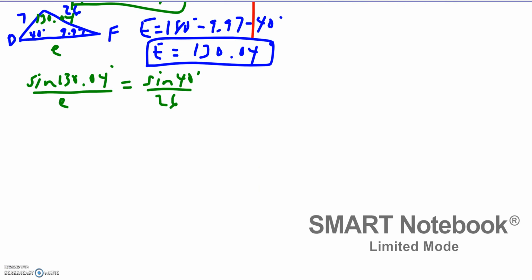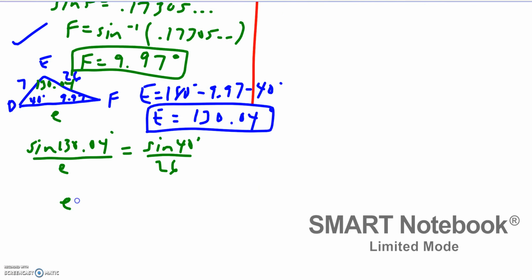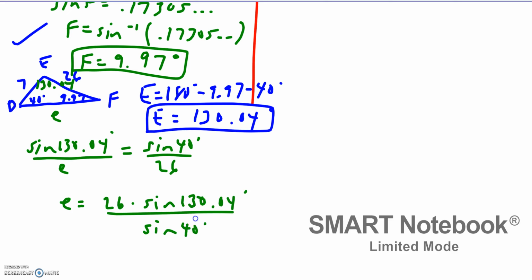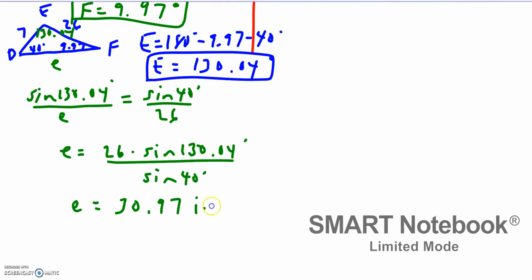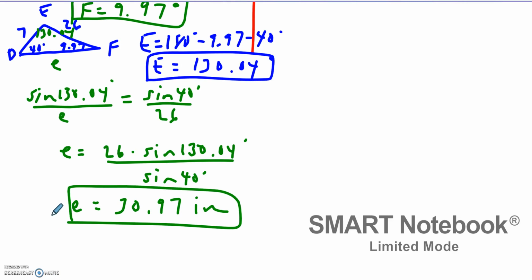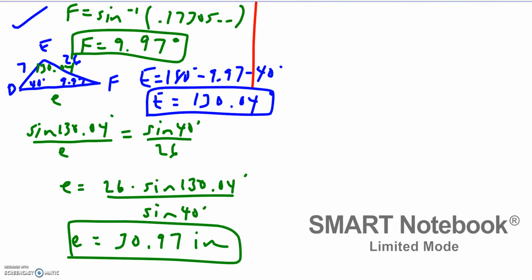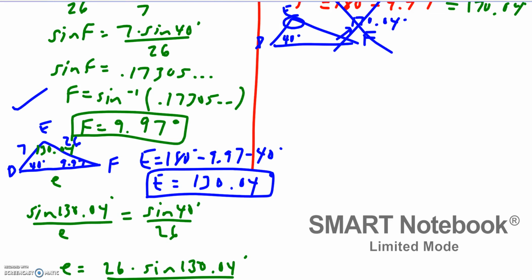So in the calculator, you eventually would have that E is equal to 26 times the sine of 130.04 degrees divided by the sine of 40 degrees, which would be 30.97. What was my original unit? Inches. So we've officially solved the triangle that exists because we found the missing side and two missing angles.